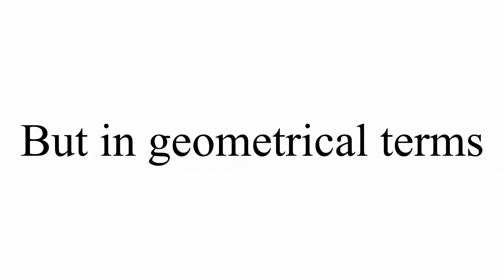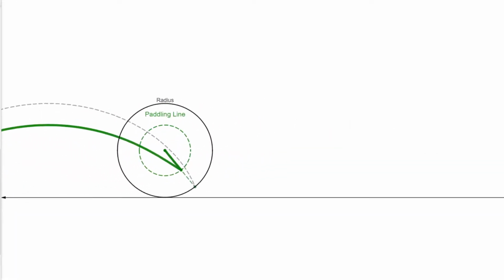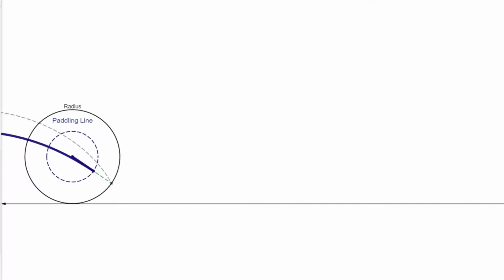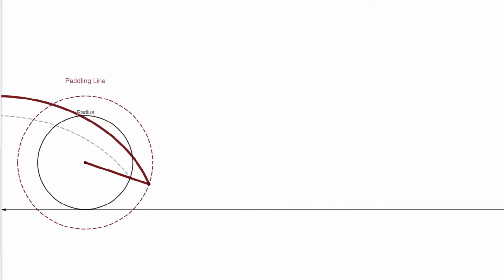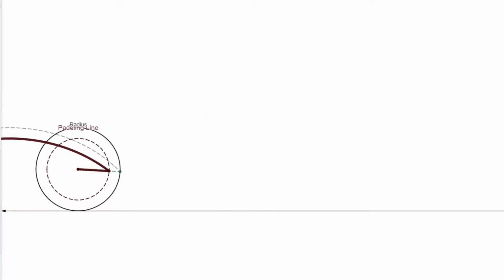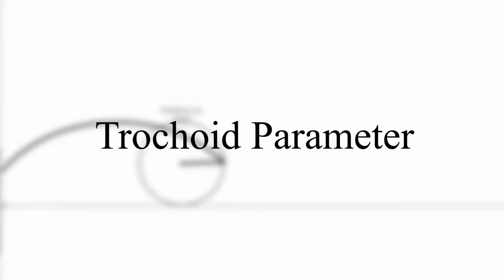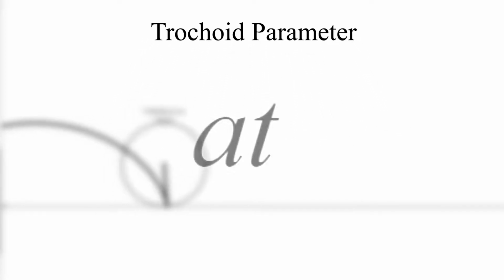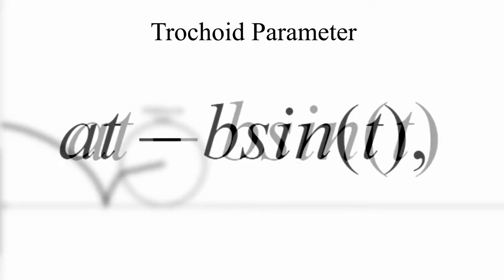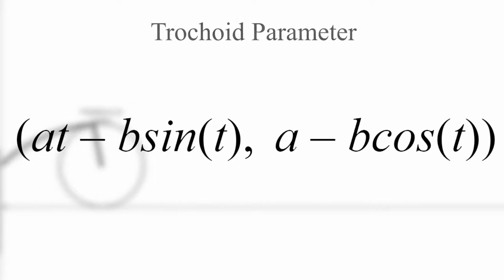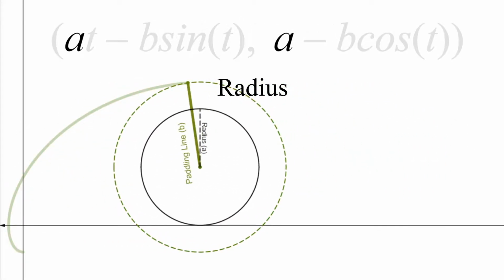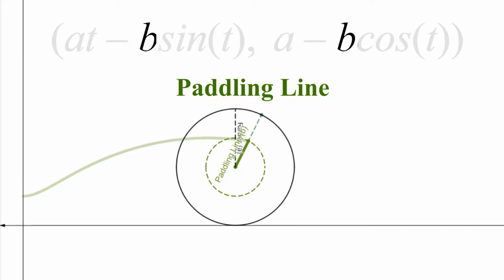But in geometrical terms, a trochoid is the motion of a rolling circle traced by some line that pedals from the circle center. This pedaling line is usually the radius. Nonetheless, the trochoid's parameter is expressed as at minus b sine t, comma a minus b cosine t, where a is the circle's radius and b is the pedaling line length.